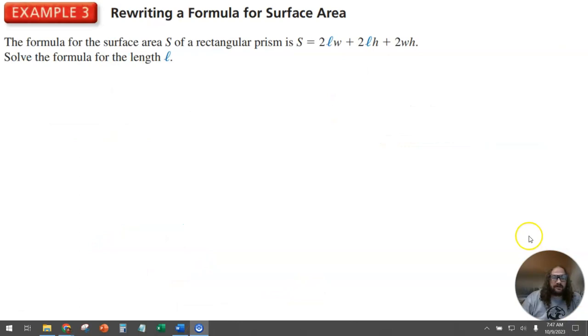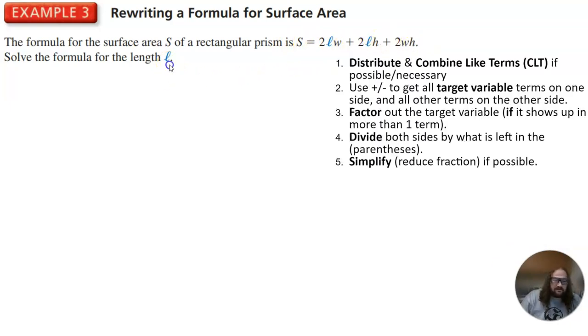In example 3, we are given the formula for the surface area of a rectangular prism. Surface area equals 2 times length times width plus 2 times length times height plus 2 times width times height. And we are supposed to solve for L. So there's no distributing, no combining like terms yet. Step 2 would be use addition or subtraction to get all of our terms with the target variable on one side and everything without on the other.